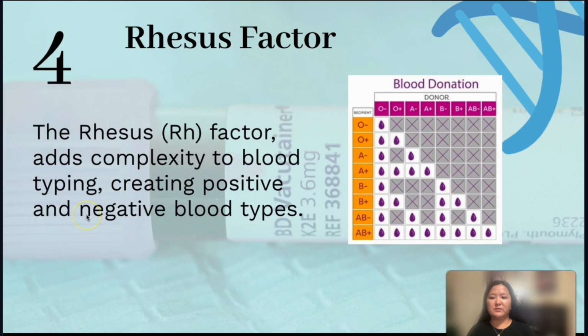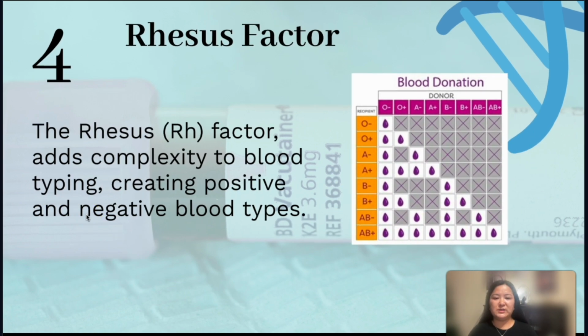The rhesus factor is a protein that can be found on the surface of red blood cells. If your blood cells have the protein, you are Rh positive. If your blood cells do not have this protein, you are Rh negative. The positive or negative part of your blood type, such as O positive or A negative, refers to your Rh status. Look at this chart.